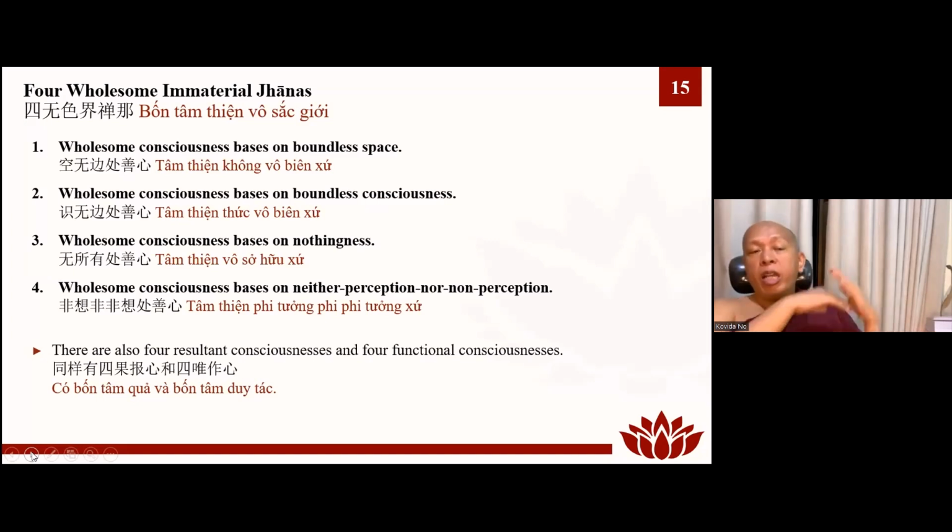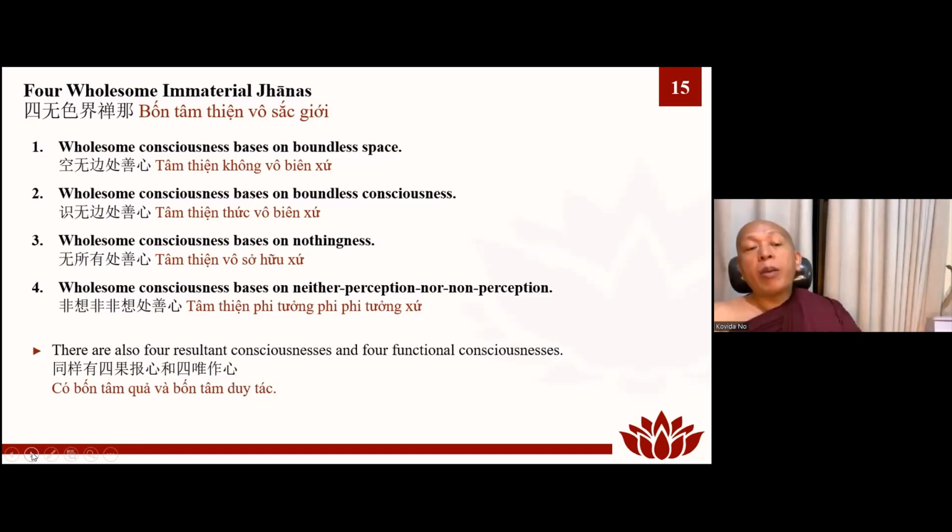Now, we always explain everything in detail in the samatha subject. Then 2, wholesome consciousness based on boundless consciousness. 3, wholesome consciousness based on nothingness. 4, wholesome consciousness based on neither perception nor non-perception. So if ordinary people, Sotapanna, Sakadagami, Anagami attain these four, they are wholesome immaterial jhanas, then this is called wholesome.